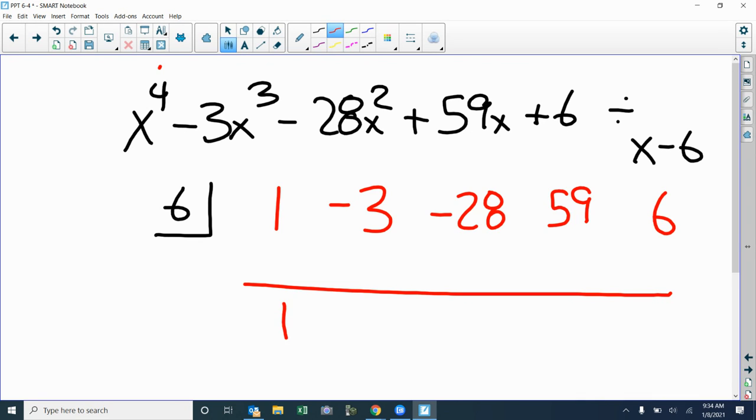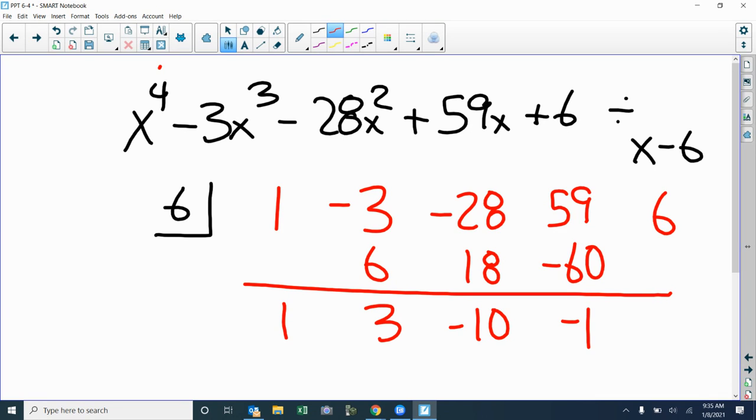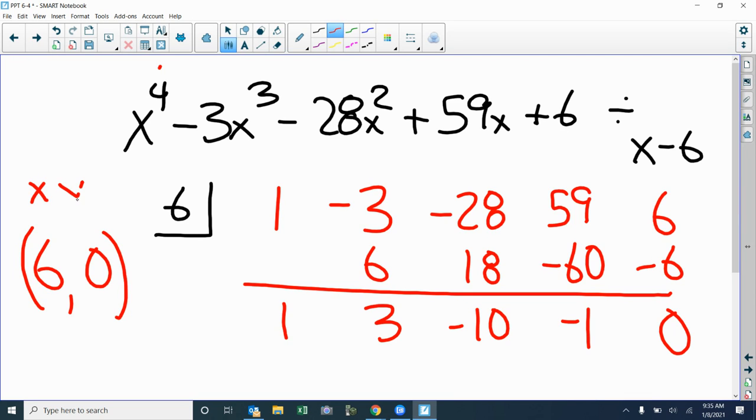Let's see, we're gonna bring down the 1. Gives me 6 here. Give me 3 here. It's gonna give me 18 here. It's gonna give me negative 10 here. It's gonna give me negative 60 here. Give me negative 1 here. Give me negative 6 here. Give me 0. A remainder of 0. So think about that. 6, 0 is our xy coordinate, isn't it? When we have a remainder of 0, that's going to be one of our roots.